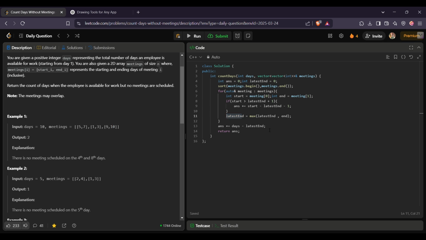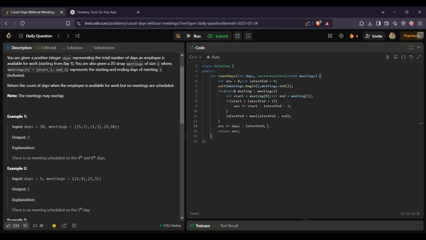Then this loop will exit because all the meetings are done. At last there is a check: suppose days were 11 and meetings went only till 10, so 1 day is extra. If days are 11, then 11 minus latest end, which was 10, is 1, so it will add 1 extra. In this question, days are 10 and the last meeting date is also 10. So 10 minus 10 is 0, and it will not update the answer.